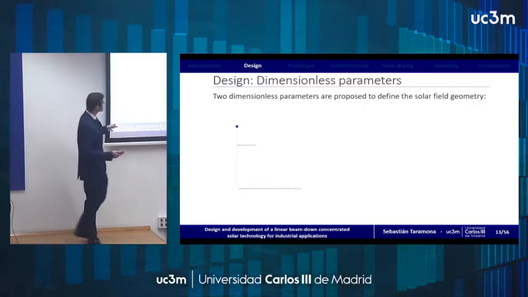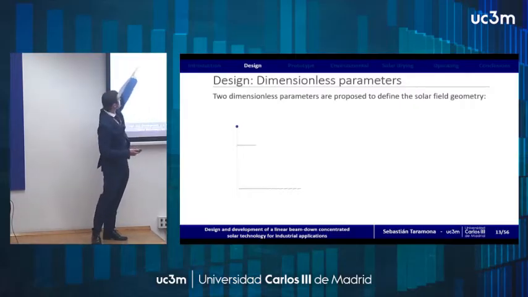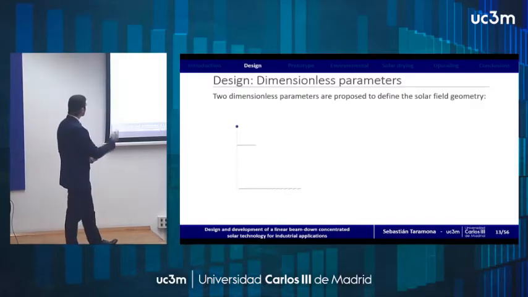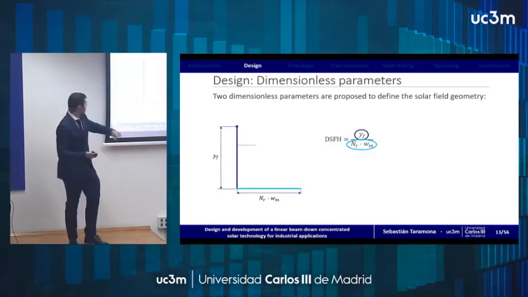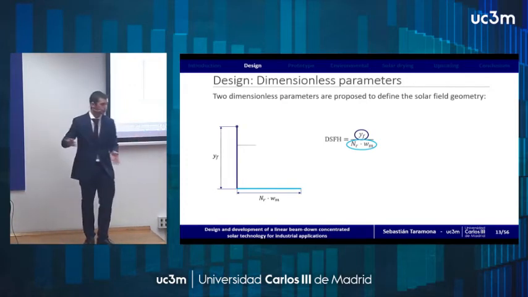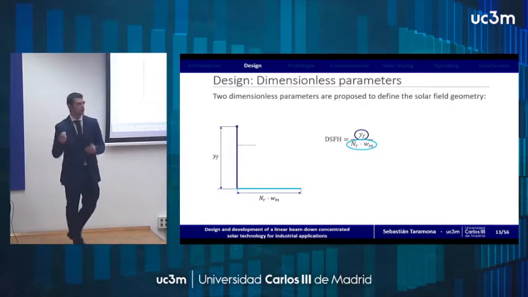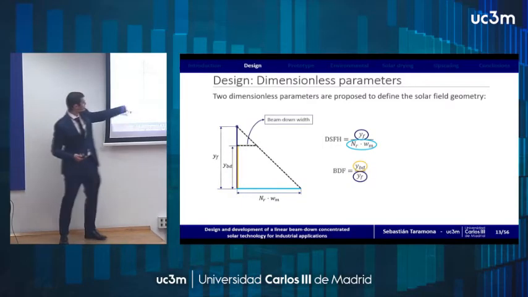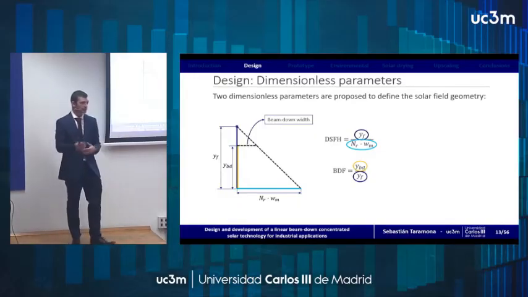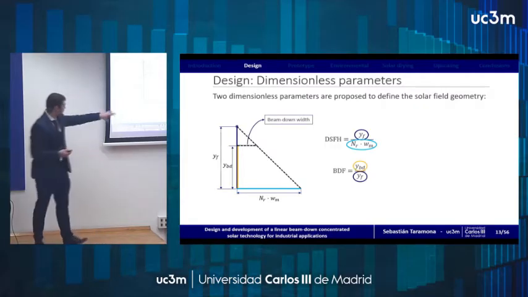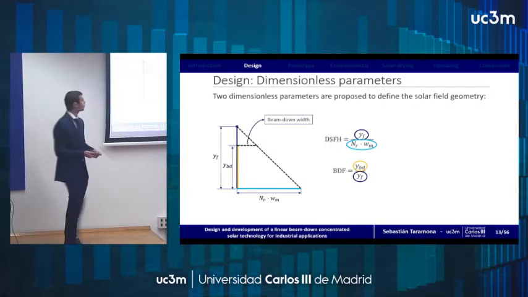Here we have a basic sketch of a solar field where this is the primary mirrors, this is the focal point, and this is the beam down, and we can present two different parameters. The first is this parameter that relates the height of the focal point with half the aperture width of the mirrors, and it gives us an idea of how tall the solar field is related to its width. And we also have this parameter that compares the beam down height with the focal height, which gives us an idea of how the beam down is located in relationship with the focal point. So this is basically the percentage of altitude regarding the focal point.